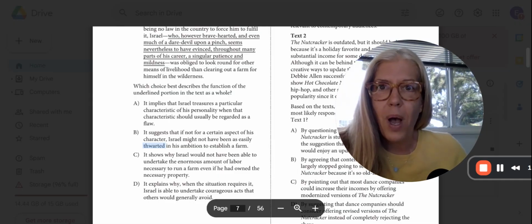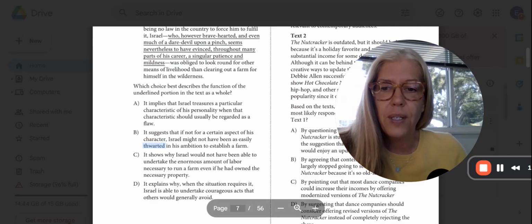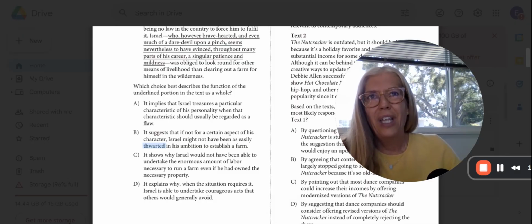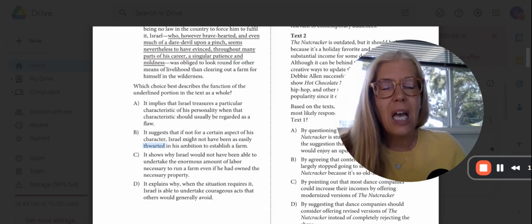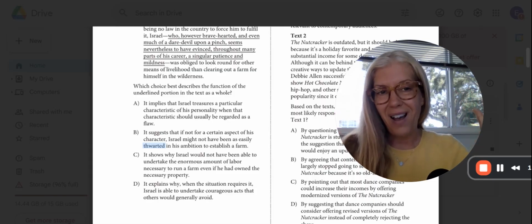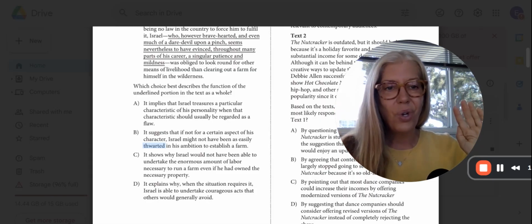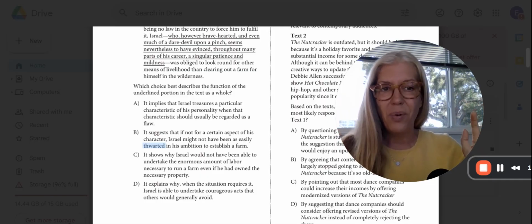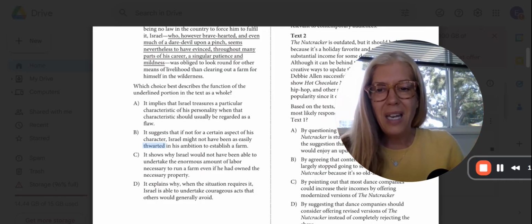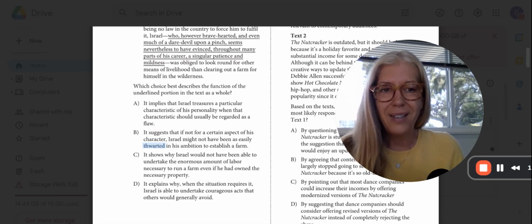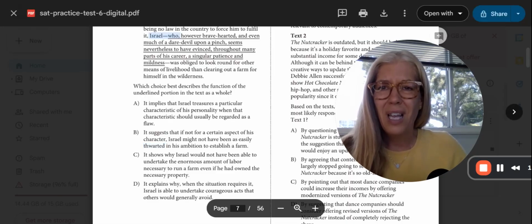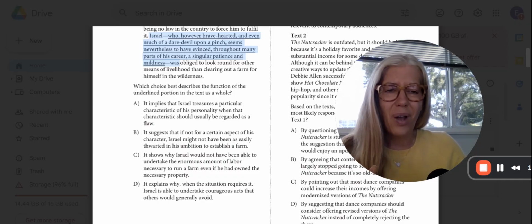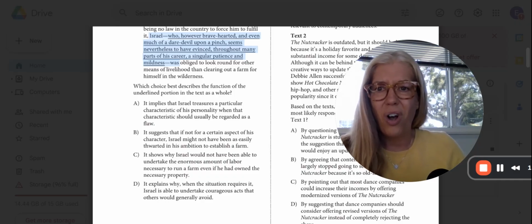Or D, it explains why, when the situation requires it, Israel is able to undertake courageous acts that others would generally avoid. The only thing I'm going to tell you about D is a lot of times they'll bring in stuff that is not in the reading. Like there's no type of comparison of Israel to other people of this time. And it's not necessarily explaining why Israel is unable to take the courageous acts. In fact, it said he was courageous. All of that kind of says courageous.